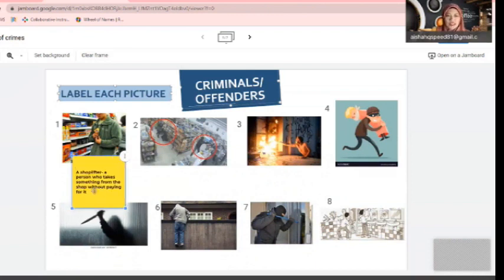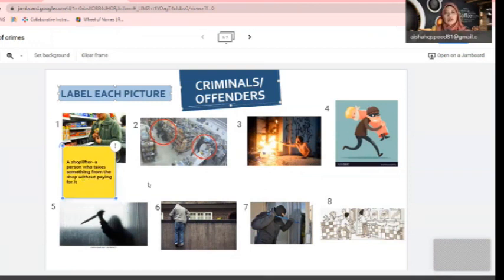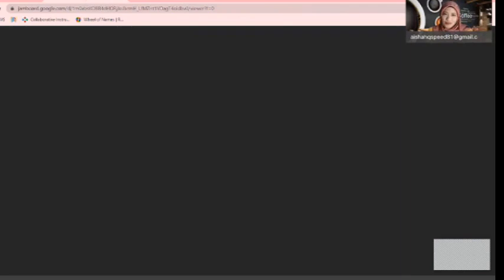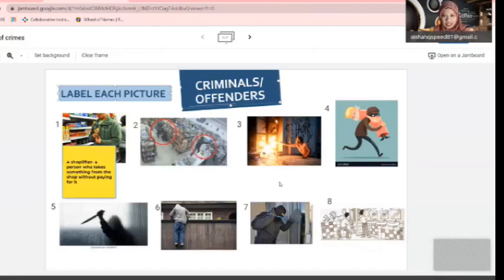An example must be given, my dear teachers, so that our learners understand immediately what we want them to do. For example, the first picture is a shoplifter, and we want them to write: a shoplifter is a person who takes something from the shop without paying. And all of it is from our textbook. It's just that in order for me to check their work, I put it on Jamboard and turn it into a set induction for this second lesson on Unit 6.